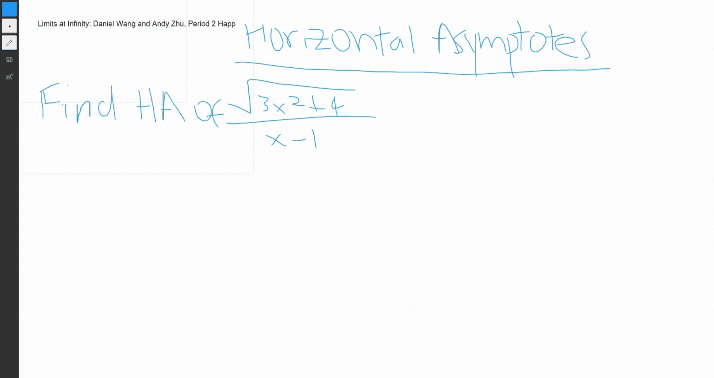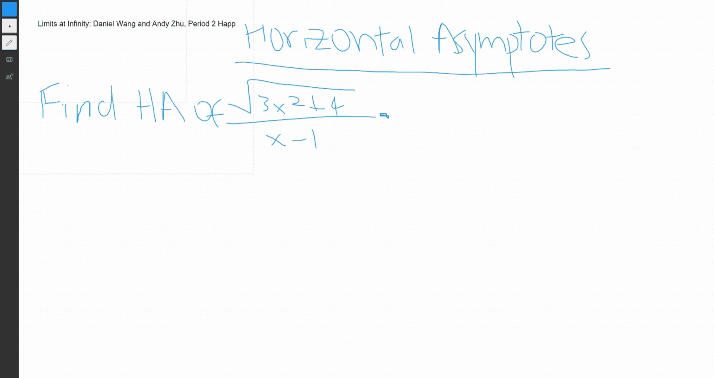So our next problem involves finding the horizontal asymptotes of some function, in this case, square root of 3x squared plus 4 all over x minus 1. So we know from earlier that the horizontal asymptotes of a function are just the limits of that function as x approaches infinity and as x approaches negative infinity.